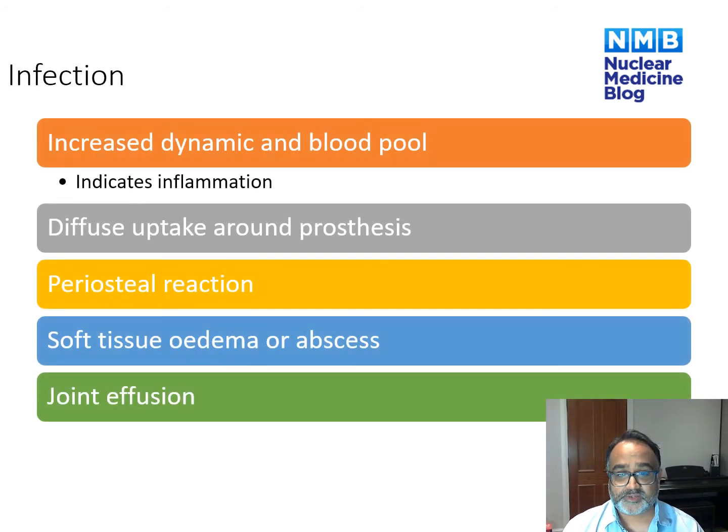To diagnose infection of a prosthesis, we would like to see increased uptake on the dynamic and blood pool phase imaging, which suggests inflammation. We would see diffuse uptake around the prosthesis and periosteal reaction. Sometimes we may see soft tissue edema or a soft tissue abscess, and it may be associated with a joint effusion.